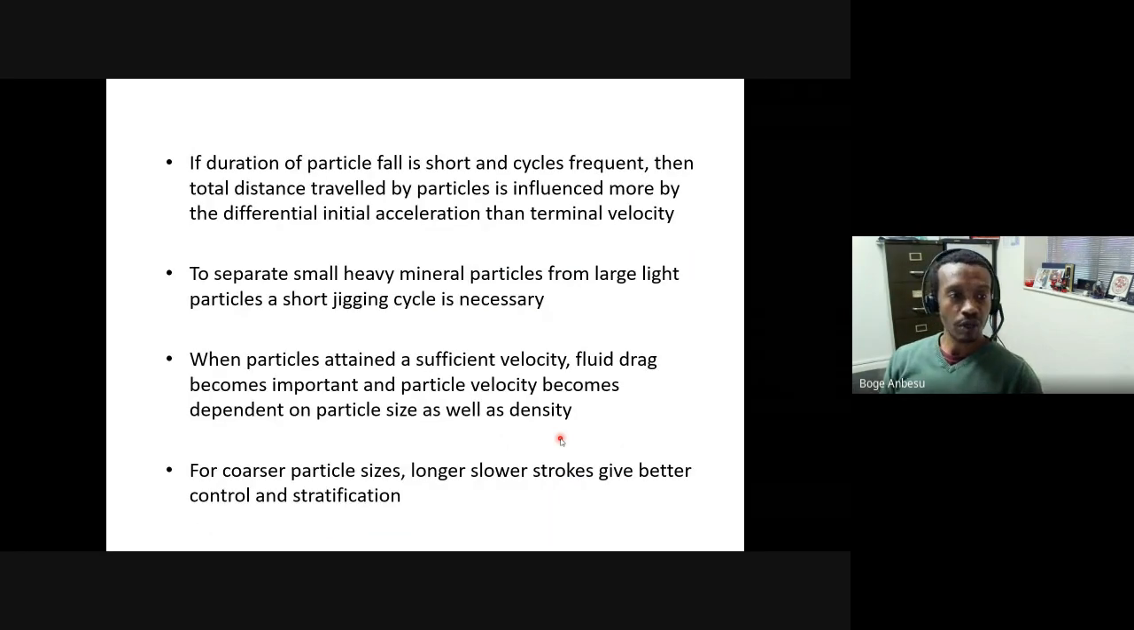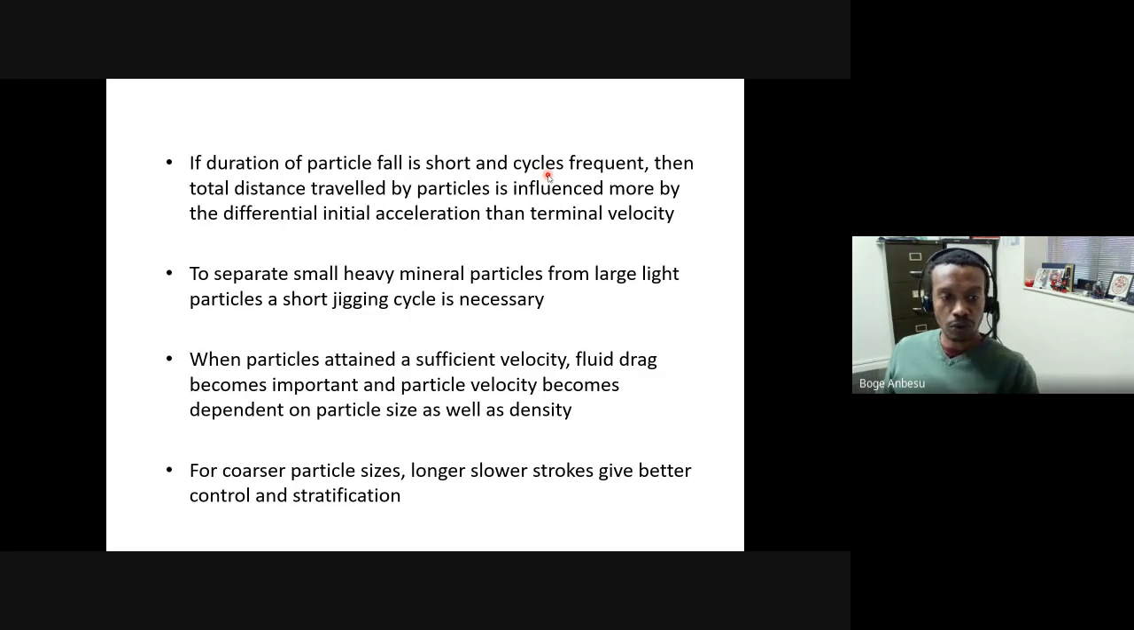Okay, so then you can talk about how you operate a jig or how you operate a gravity separator to maximize the effect of density and minimize the effect of particle size. For example, if particles fall short distances frequently, maybe the way you operate the jig is to give quick pulsation and suction motion, where particles are not lifted up very highly.